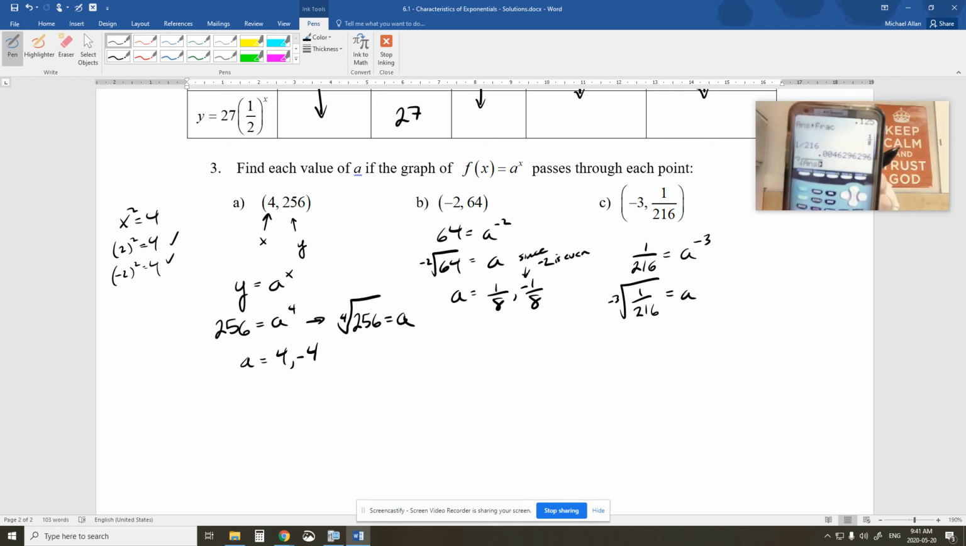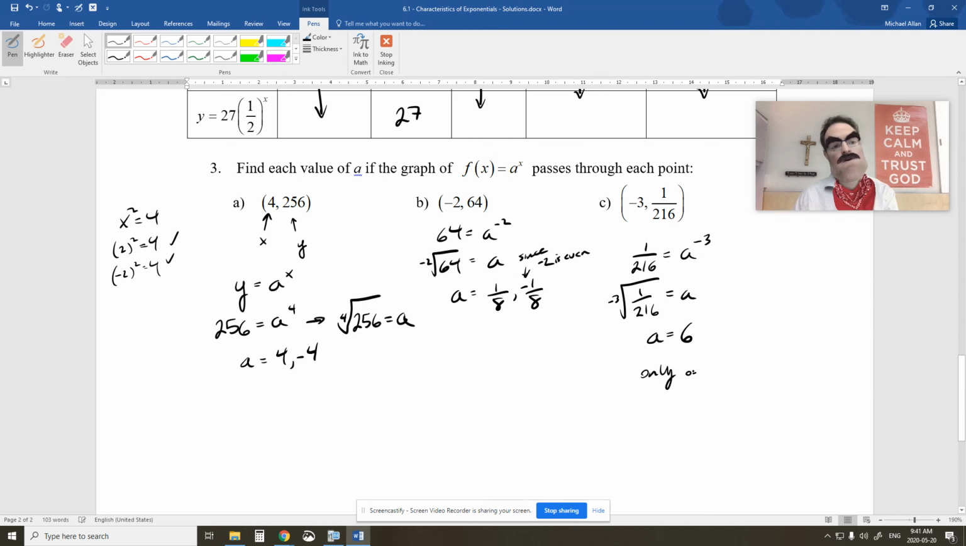So that's what it looks like there. So 1/216. You can put that all underneath the radical too if you wanted to. Just hit enter. You get 6, and there's only one 6. That's it. A is 6, and that's it, because it is an odd number. And we're going to write that down here. Only one solution, since -3 is odd.